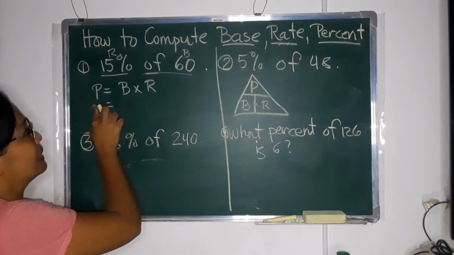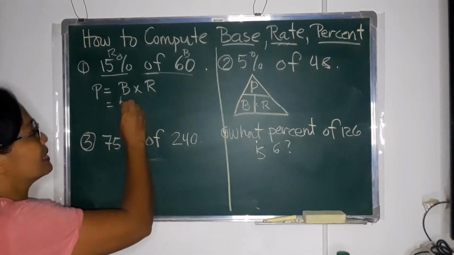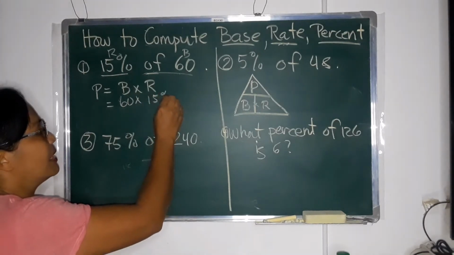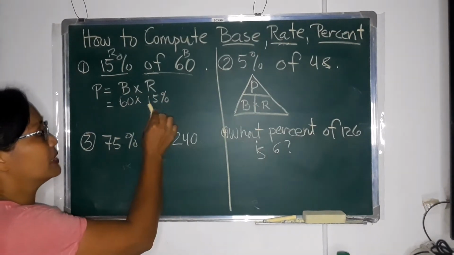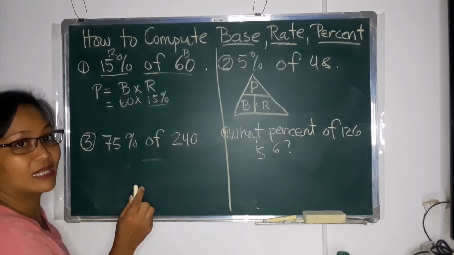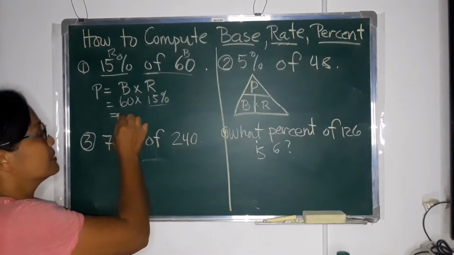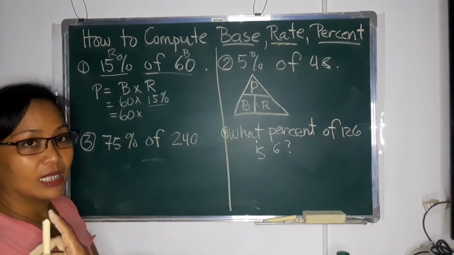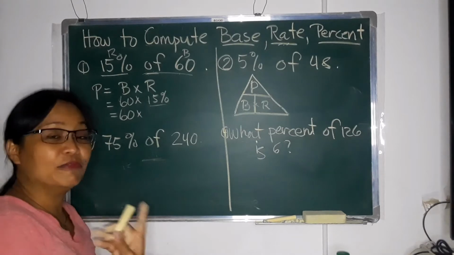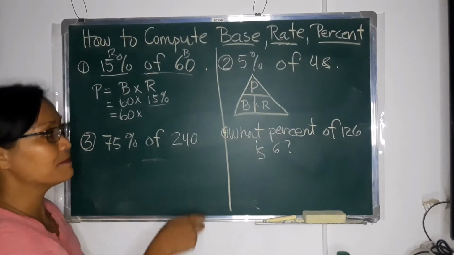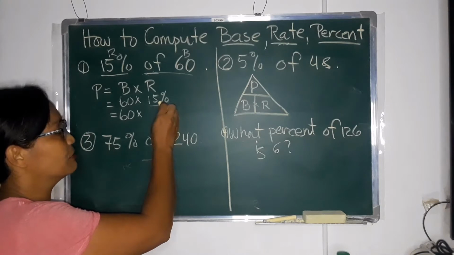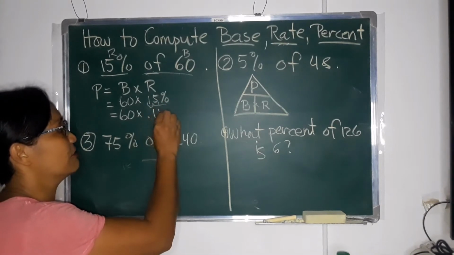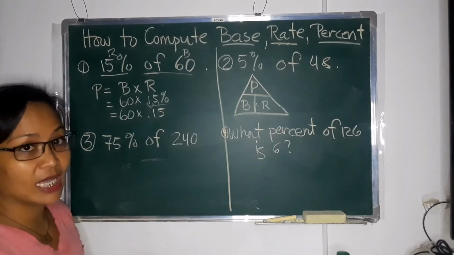Ang P, hinahanap natin siya. Ang base natin ay 60, tapos ang rate natin ay 15%. Bago natin yan ma-compute, kailangan muna natin i-convert ang 15% to decimal. Diniscuss na natin before kung paano i-convert ang percent to decimal. Tanggalin na ang percent sign and then move to the left twice. 1, 2, 0.15. So, ready na siyang i-compute.